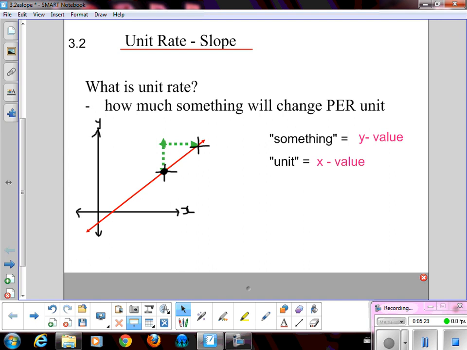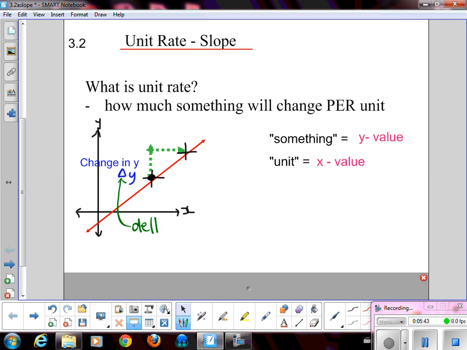So what we're comparing here is what we call the change in y, and often we use this little triangle symbol, which stands for delta. It's pronounced delta y. Delta is actually a Greek letter. So delta y is a change in y with the change in the x, or delta x.